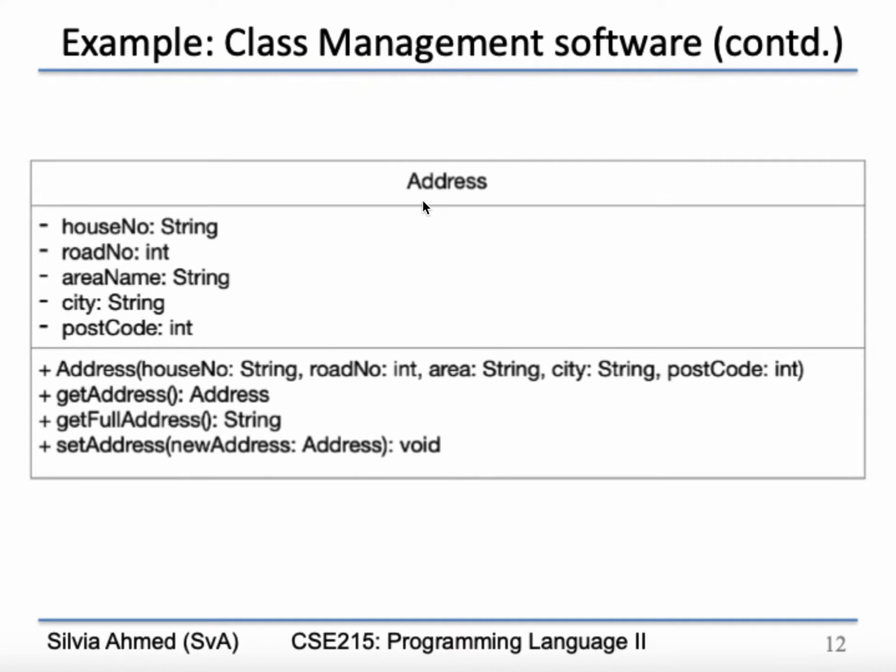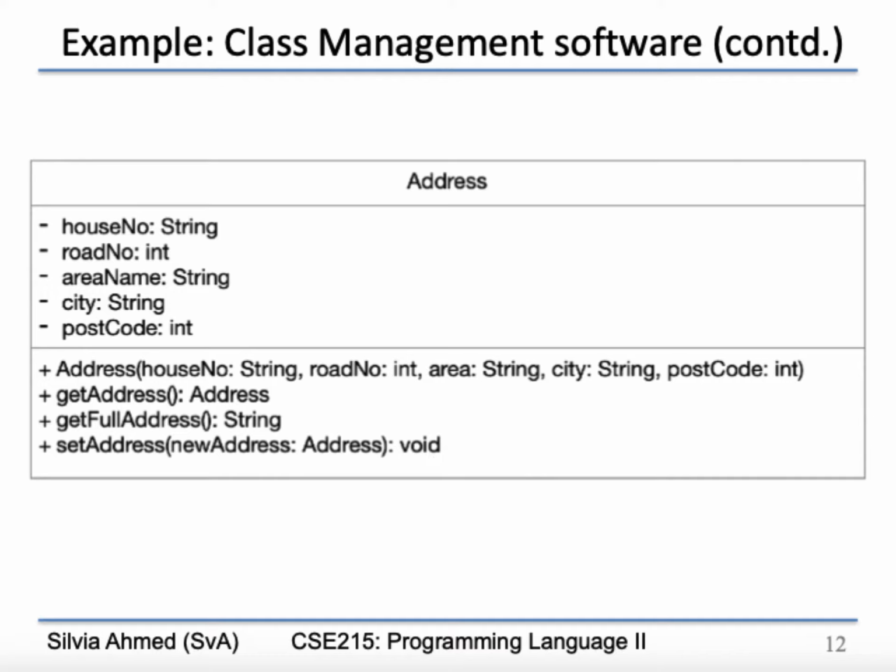So for my address, again, my design choice is any address will have all this information as a mandatory field. Then I have a get address method that will give me back the address object with all these data fields. Then a get full address method that will concatenate all these as a string and give me back the string as an output. And then a set address method where I'm taking a new address and it returns nothing.